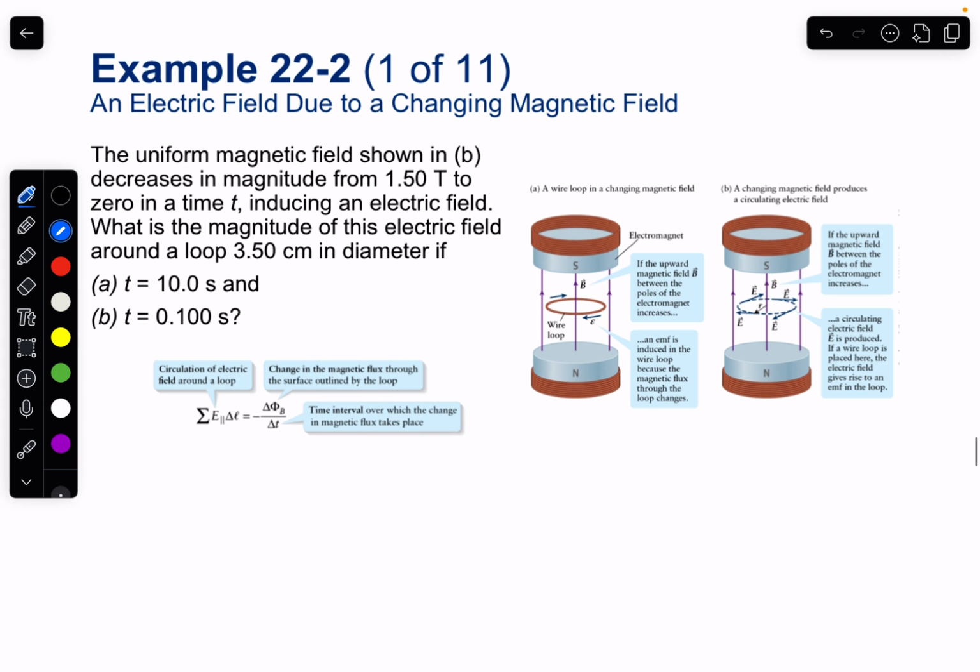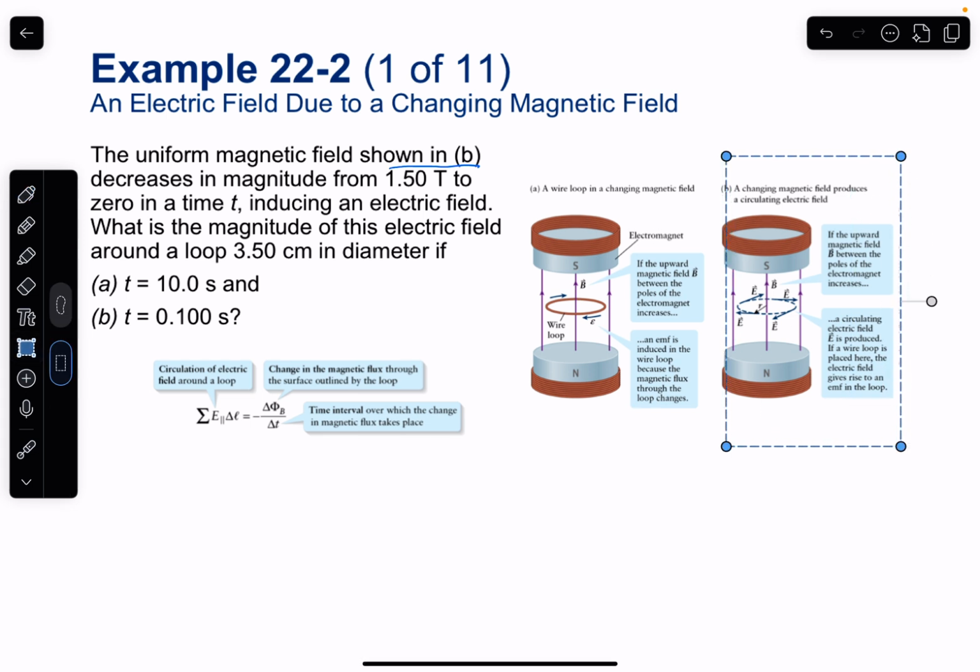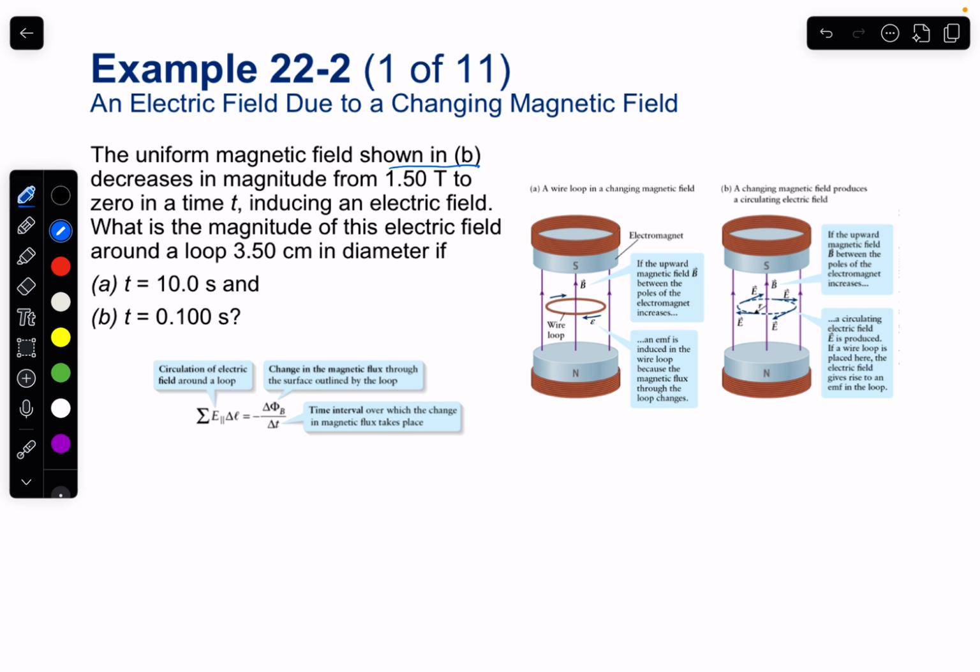So let's do an example that illustrates this. Here's that figure again, right? We are going to be looking at situation B where we don't have a wire. So we're going to look right here. It looks like we are starting with a magnetic field that is 1.5 Tesla, and it decreases to 0, okay? The question is, over some amount of time t, where t can equal 10 or t can equal 0.1 seconds.